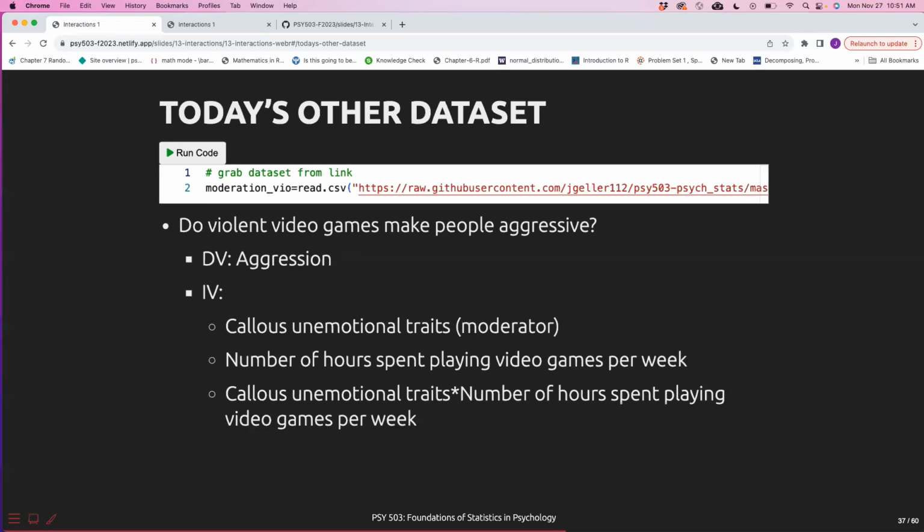So the data set that we're going to use for this portion is going to look at that. We're going to look at the relationship between how many hours you spend playing video games and aggression scores. But we're going to look at a moderator: callous unemotional traits. People high in callous unemotional traits are more likely to engage in antisocial behavior and criminal behavior. So we're going to look at the relationship between hours played and aggression, and whether callous unemotional traits moderates that relationship, right? So there's not a simple one-to-one relationship between how many hours you spend playing video games and aggression scores. So that's what we're going to look at. Let's go ahead and run that code.